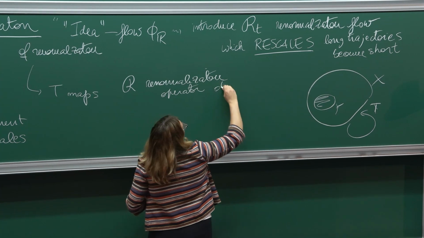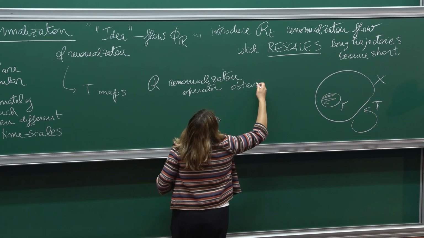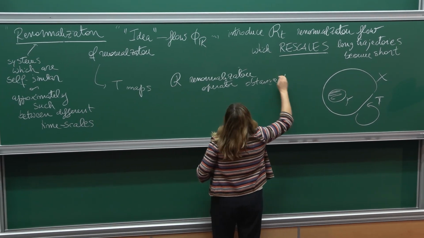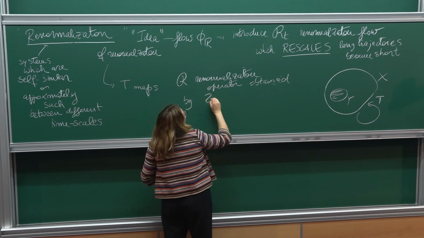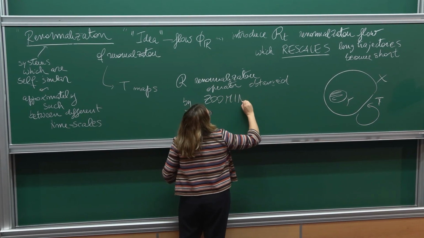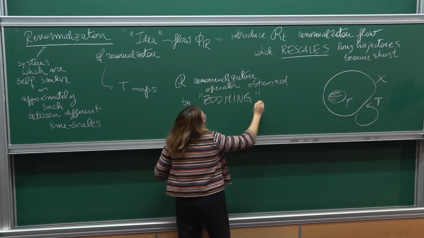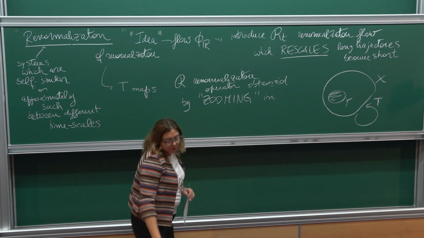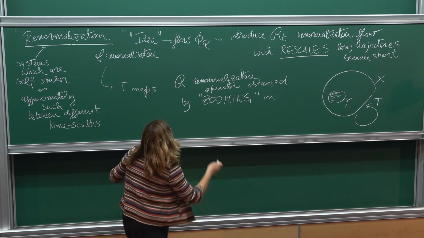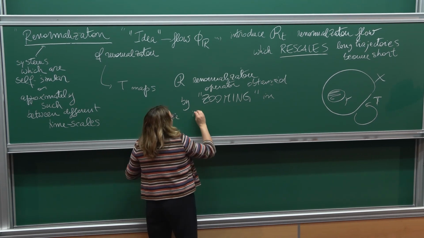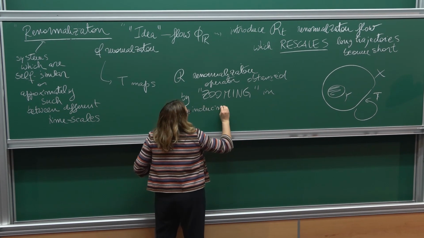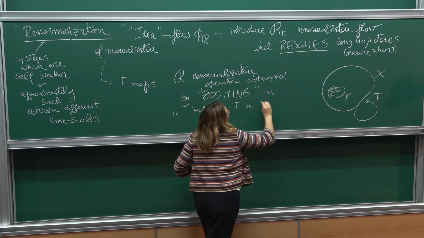And this is obtained by inducing, let me first say, zooming in at smaller scale. So what does it mean, zooming in? It means, for example, inducing T on a smaller part of space.